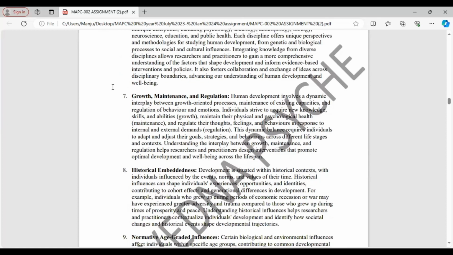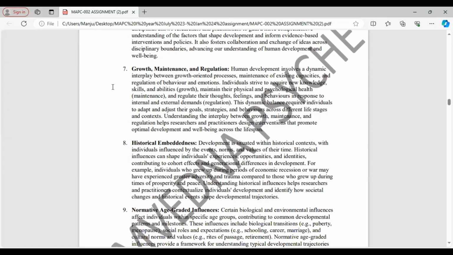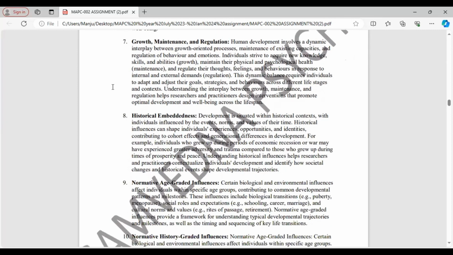And all these foster collaboration and exchange of ideas across disciplinary boundaries, advancing our understanding of human development and well-being. Then growth, maintenance, and regulation. During the developmental process, all these processes take place, and there's an interplay between these three, which helps the researchers and the practitioners to form interventions that promote optimal development and well-being across the lifespan.